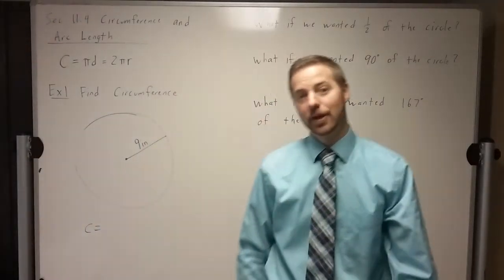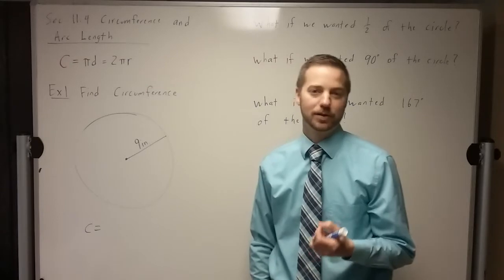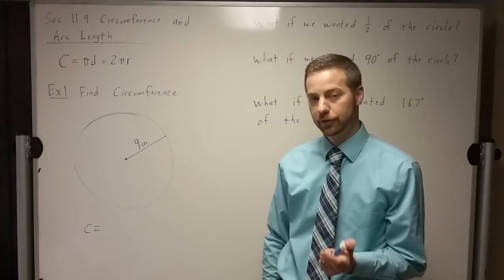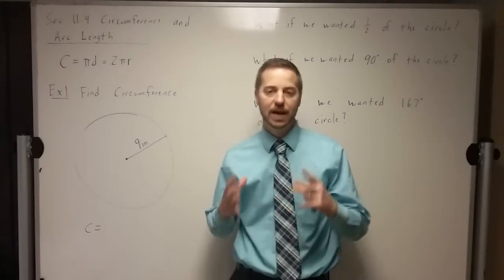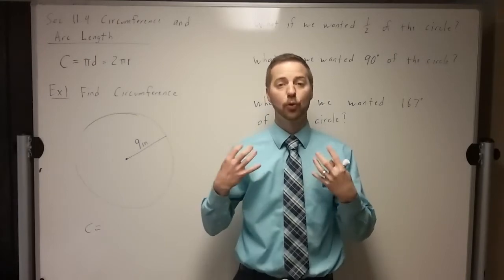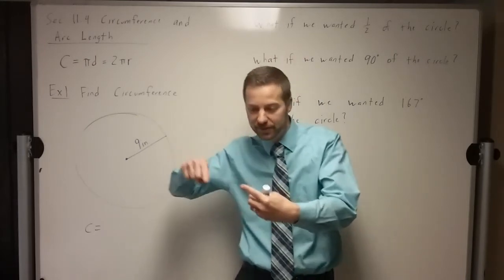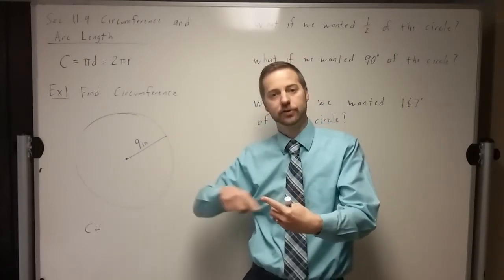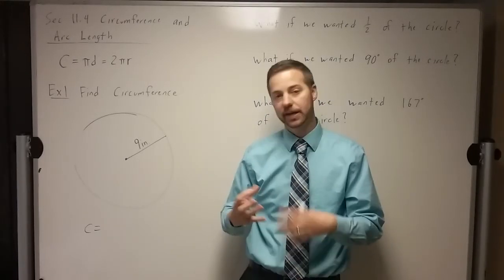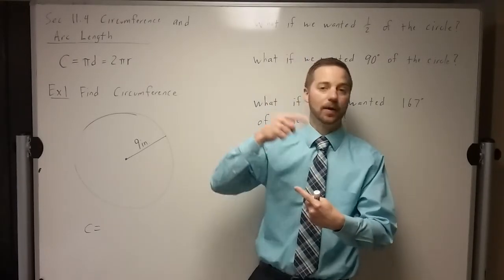Hello, geometry students. Today we're going to look a little bit at circumference and arc length. So circumference, remember, is if we have a circle, it's basically perimeter for a circle. It's the distance around the outside of the circle. And so it's just a length. It's not an area or anything. It's a length around the outside of the circle.